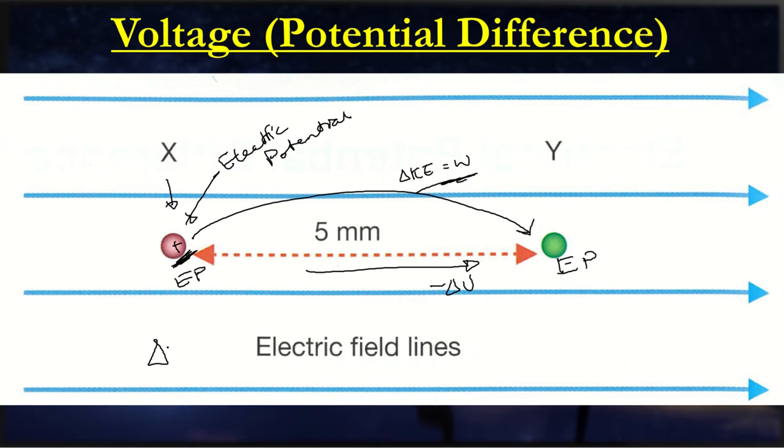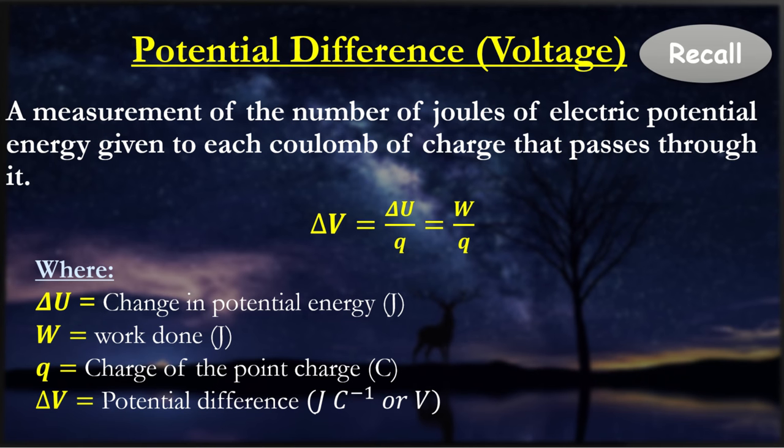So this change in electric potential is known as potential difference or voltage, and that's given by the formula work divided by charge. We've talked about this formula before, but potential difference is either the change in potential divided by charge or work done divided by charge.